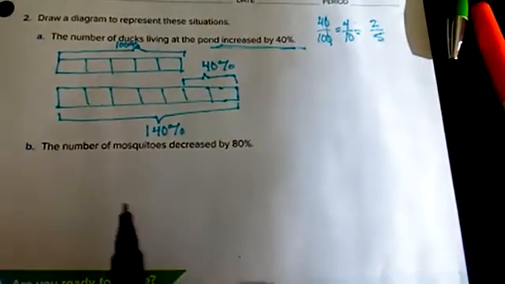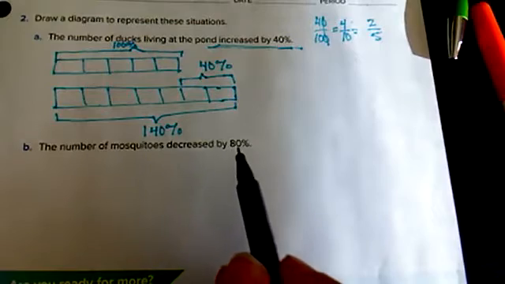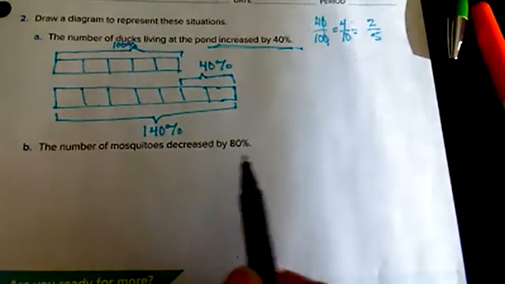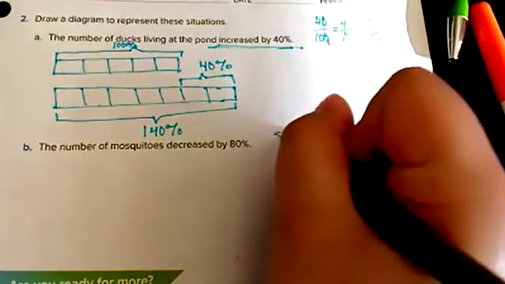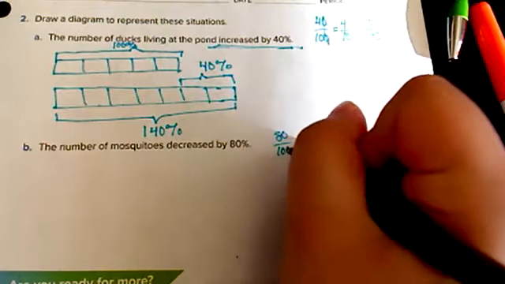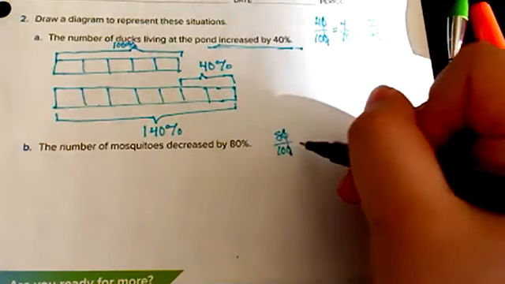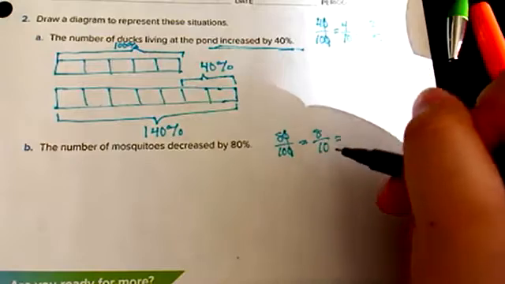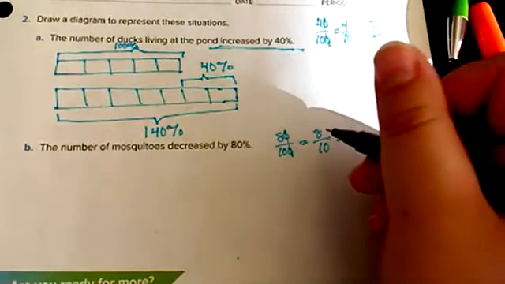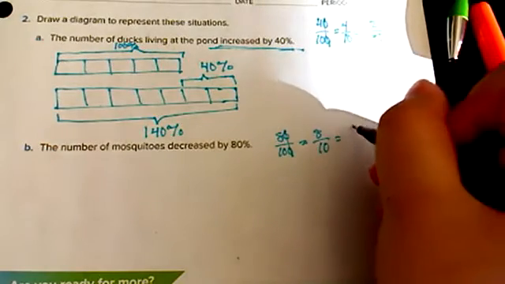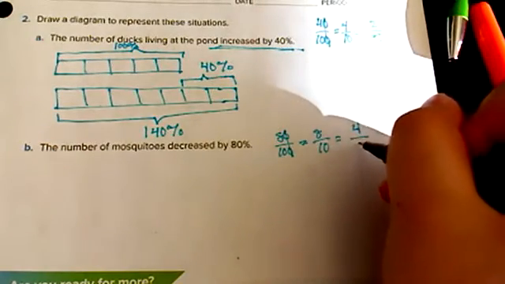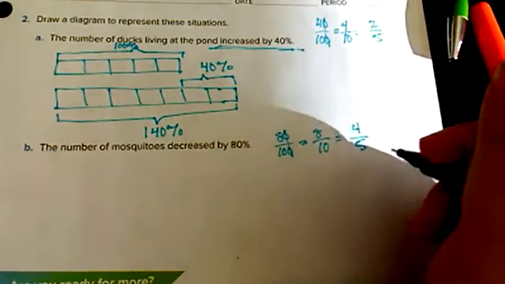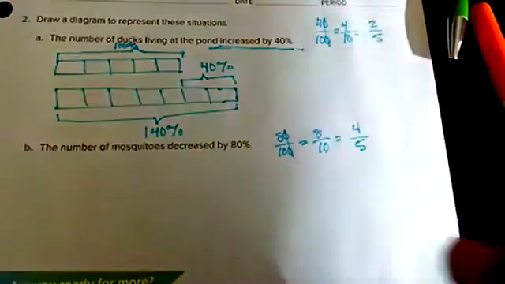Let's do one for mosquitoes. So let's start by simplifying this and seeing if we can figure out how many parts we would need. So 80 over 100. They both end in a 0, so it would become 8 over 10. Again, these are both divisible by 2. So we would have 8 divided by 2 is 4, 10 divided by 2 is 5. 4/5. So again, we can just put this into fifths.